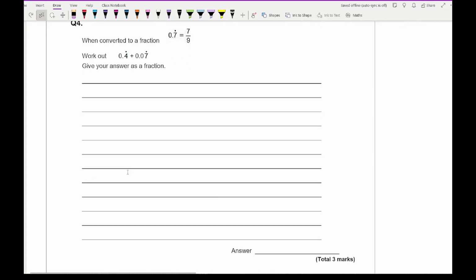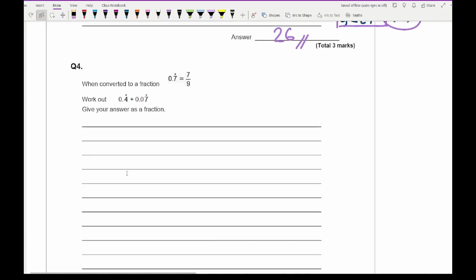Then moving on to question 4, it says when converted to a fraction, 0.7 recurring is equal to 7 over 9. Work out the value of 0.4 recurring plus 0.07 recurring and write your answer as a fraction. So for this, what we need to do is first of all know that 0.4 recurring, and we need to convert that into a fraction.